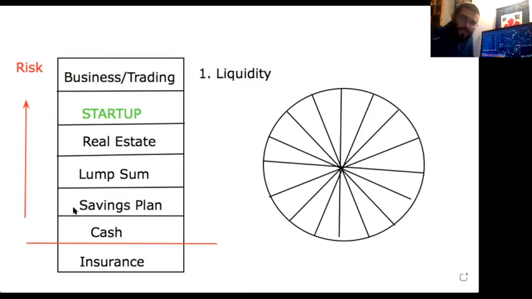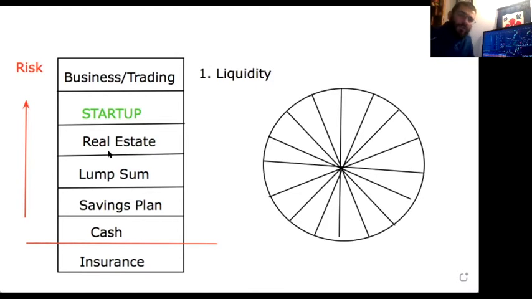Okay. In a savings plan, well, cash is liquid already, no problem. That's the most liquid. Savings plans, we can usually liquefy a portion or all of a savings plan pretty easily. Lump sum investments are the same. Real estate is a little more difficult, but we can take out equity on a loan or we can sell the property. The other thing is that real estate tends to produce passive income. So in that way, we get a different kind of liquidity. It's not liquidity from the investment itself, but it's income that's produced passively through rents.